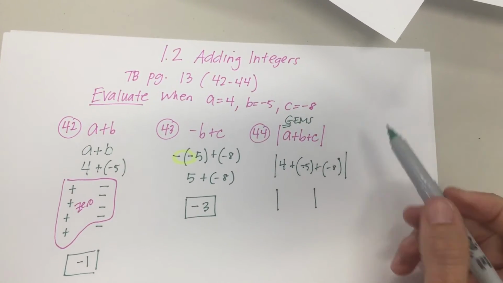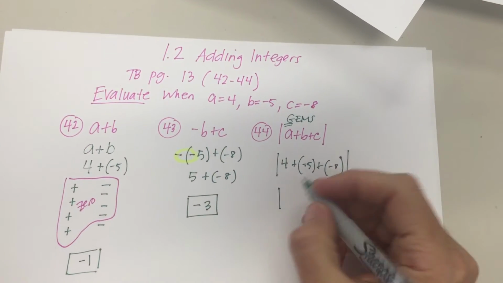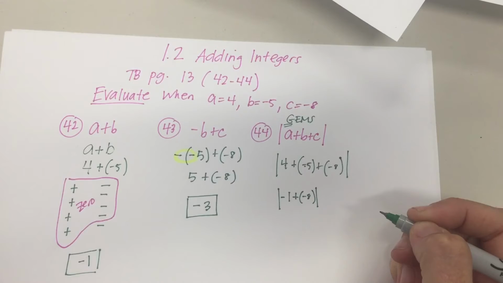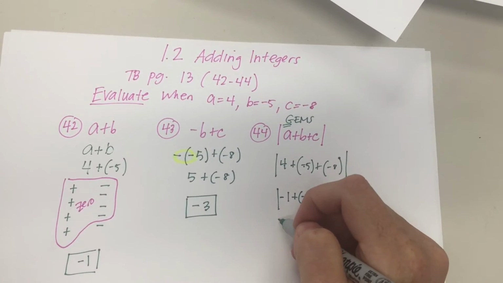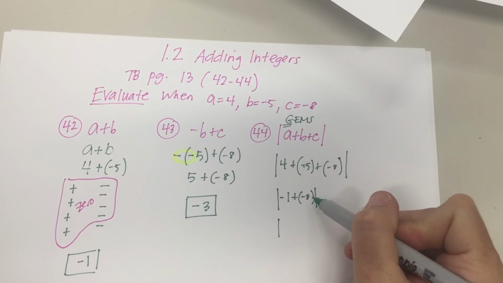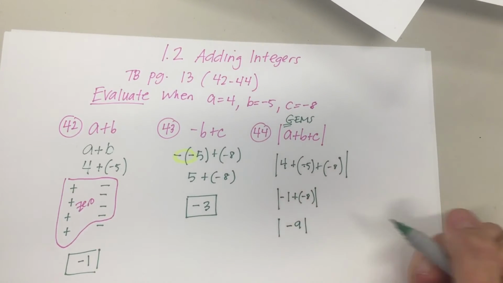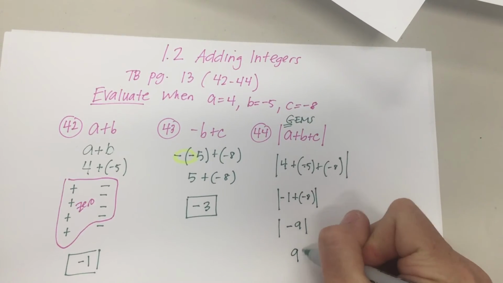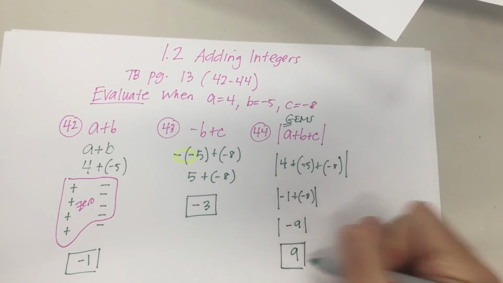4 plus negative 5, well, we did that one over here. That was negative 1. So now it says negative 1 plus negative 8. Those are both negative, so if I have 1 negative here and 8 negatives here, that will leave me with 9 negatives, and the absolute value of negative 9 is 9.